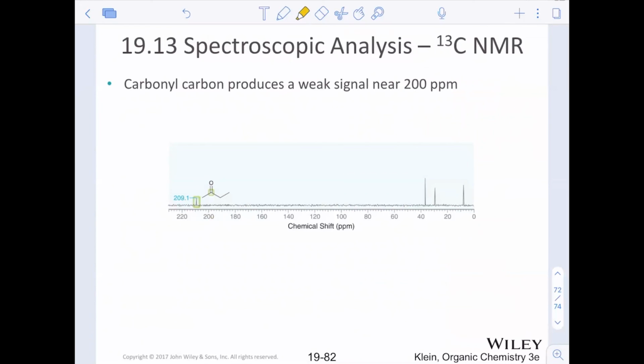The carbonyl carbon produces a weak signal around 200 for the carbon-13 NMR. All right, so if we're thinking about carbon-13, again, yes, the adjacent carbons will be shifted more downfield that are right adjacent to our carbonyl, but the actual carbon of the carbonyl appears very far downfield at around 200 ppm.